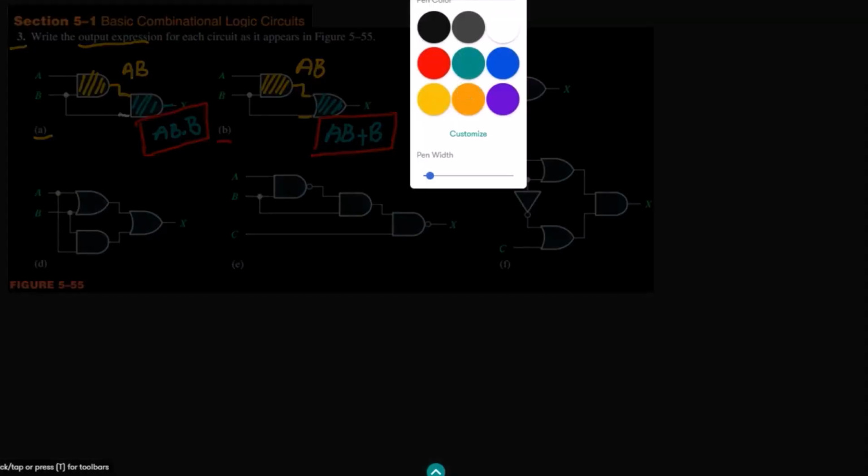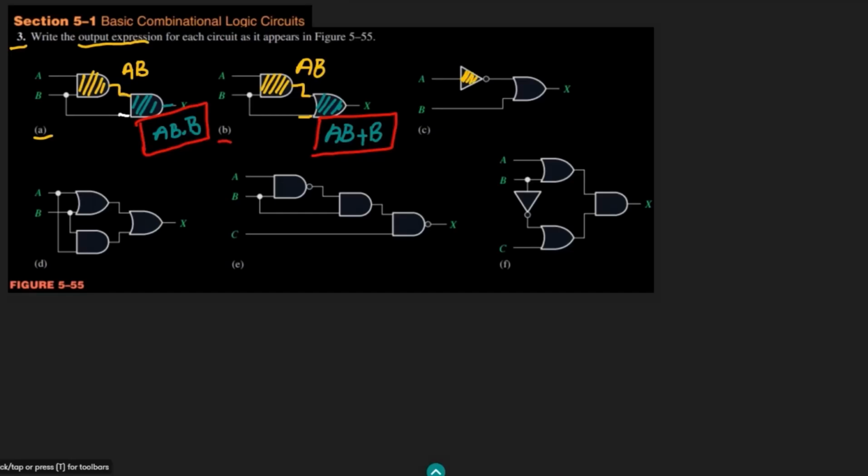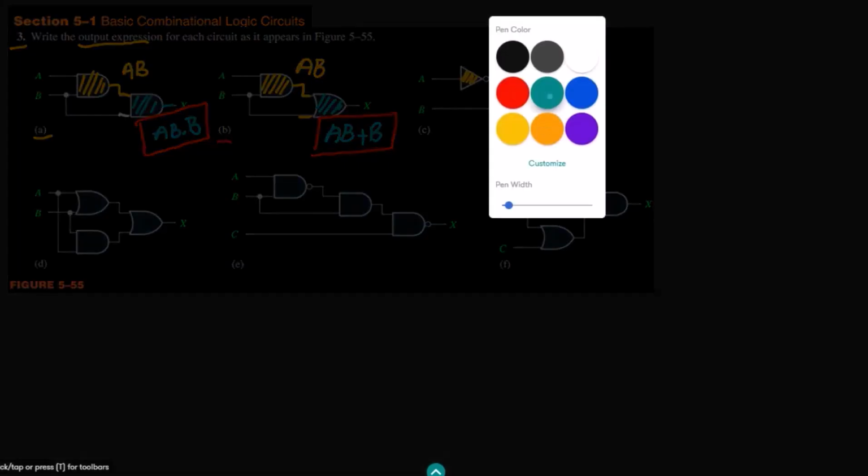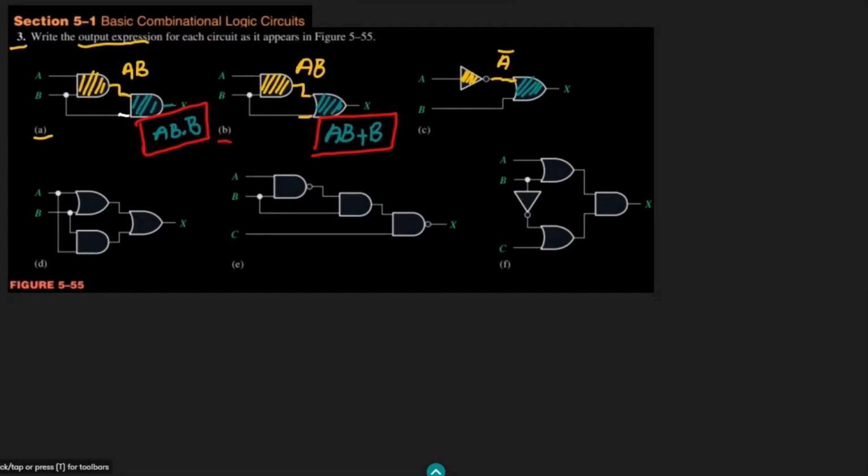Similarly here for part C, let me use this yellow color for this NOT gate, and this green color for this OR gate. Here we can see that the output of this NOT gate would be A complement, which is applied here to this gate, which is basically the OR gate, and this A complement is now OR with this B. So here I will get A complement plus B, and that is basically the answer of part C. Okay, so we have solved these three parts.